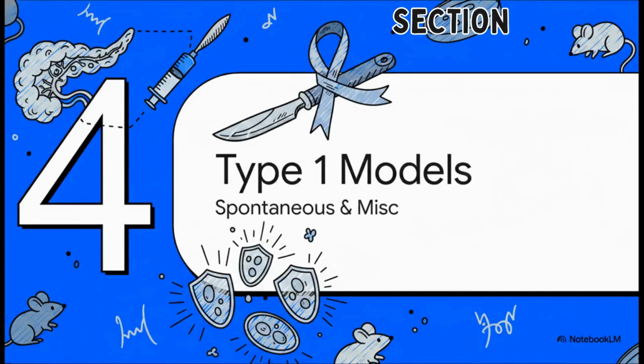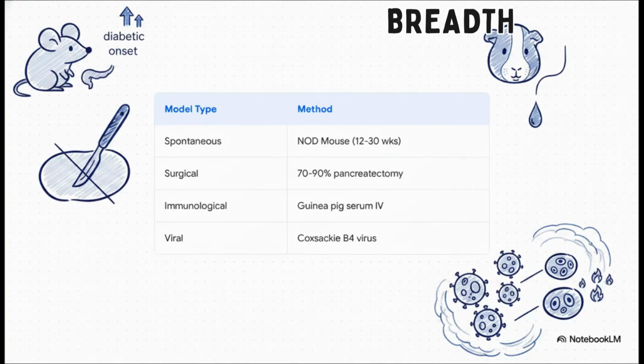Let's shift gears to Section 4, Type 1 Spontaneous and Miscellaneous Models. To really show the breadth of your knowledge, you have to go beyond basic chemicals and cover spontaneous, surgical, and immunological pathways for type 1. Putting this miscellaneous section into a quick table format on your exam paper is a super smart move.